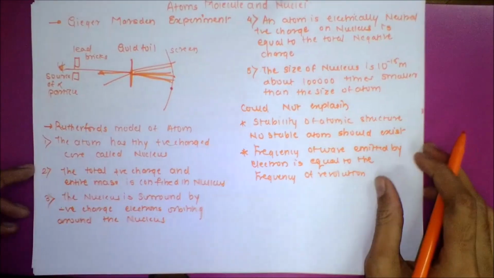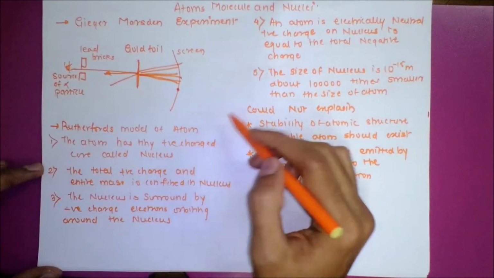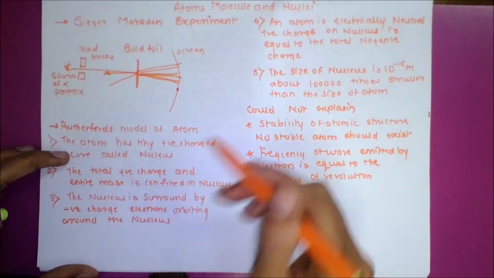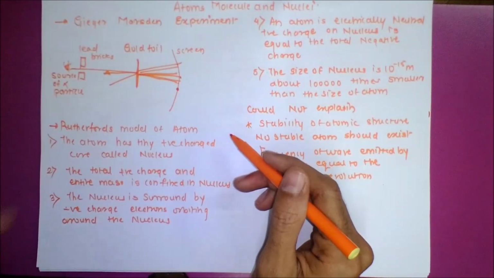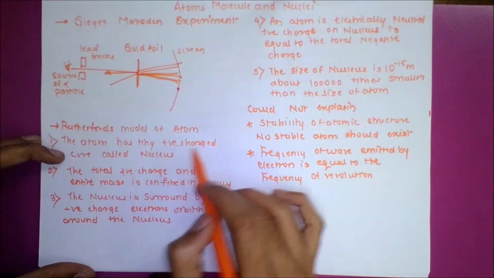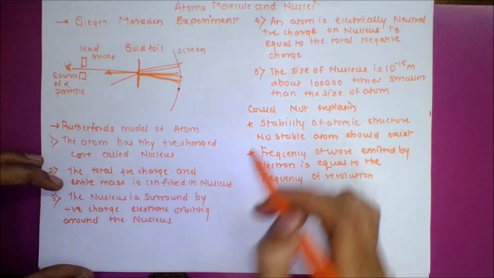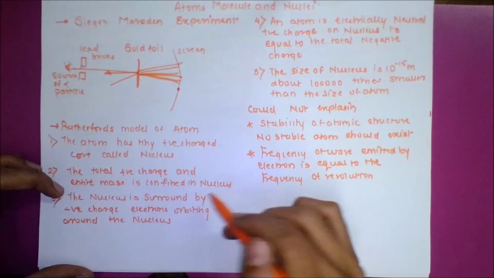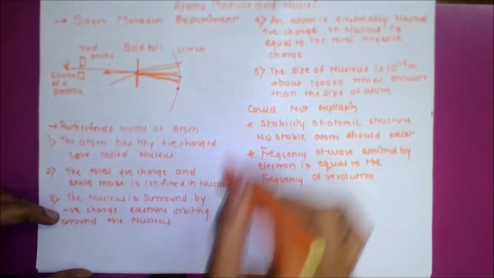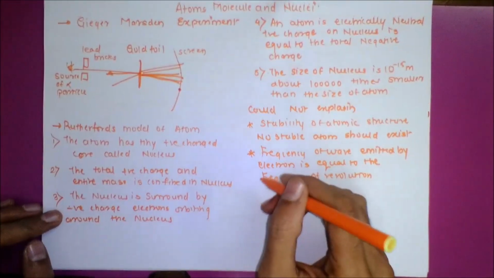Through this deflection, we came to the conclusion, and Rutherford's model of the atom came up. Rutherford came up with the idea of the model of an atom. He stated that the atom has a tiny positively charged core, which is called the nucleus. The total positive charge and the entire mass is confined inside the nucleus. The nucleus is surrounded by negatively charged electrons which are orbiting around the nucleus.